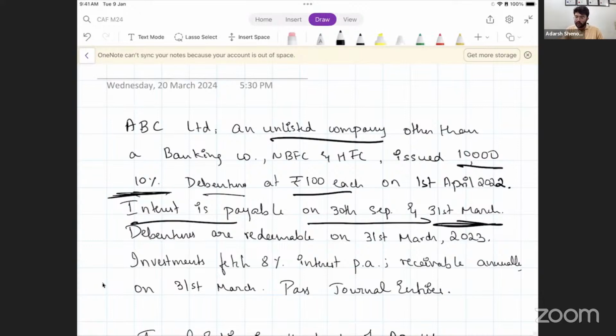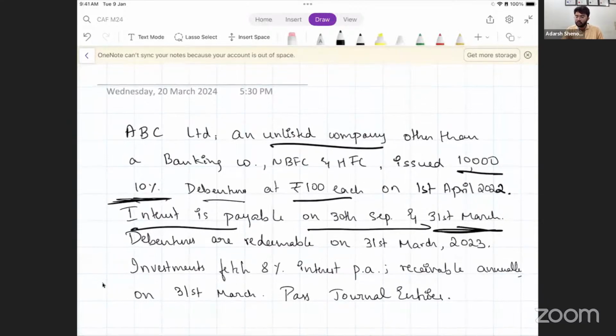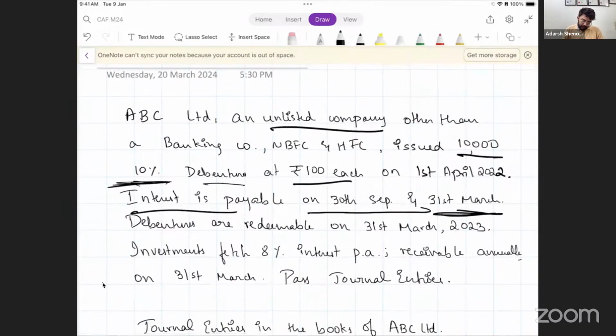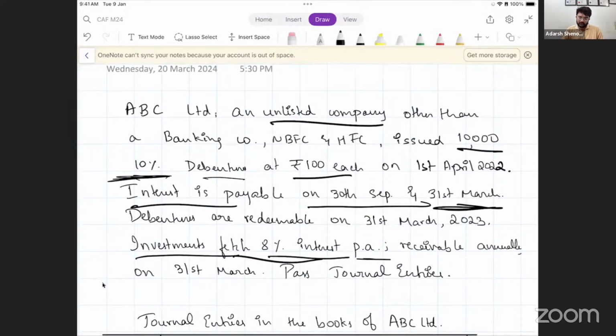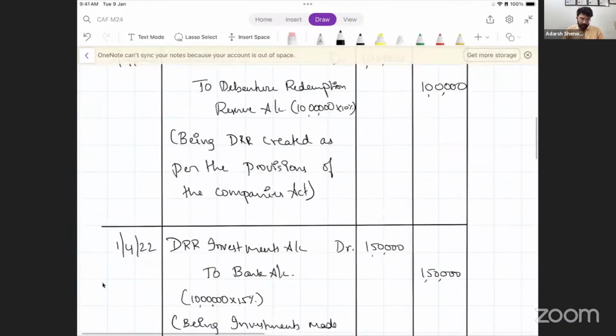So 10 lakhs is the value of debentures, right? 10 lakhs into 10% into 6 by 12. So we will pay 50,000 each. Two times we will pay. Then investments interest also is there, 8% per annum. So this is received only once. They have not given semi-annually, it is receivable annually, on 31st of March. So at the end of the year, just one entry for interest received.